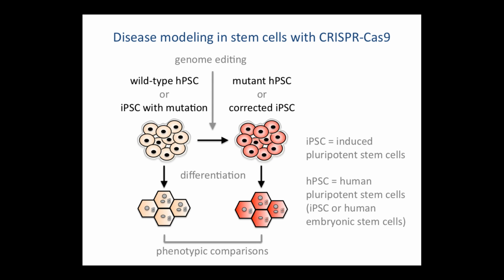Another common application entails the use of human pluripotent stem cells, whether human embryonic stem cells or induced pluripotent stem cells, to perform disease modeling. One either starts with a wild-type stem cell line or with an induced pluripotent stem cell line bearing a patient-specific mutation. CRISPR-Cas9 is used to either introduce a disease-associated mutation or to correct the patient-specific mutation. In either case, the result is the generation of isogenic stem cell lines that have the same genetic background, epigenetic background, and so forth. These matched stem cell lines are then differentiated into the cell type of interest, whether it's cardiac myocytes, endothelial cells, neurons, hepatocytes, and so forth. In principle, any phenotypic difference observed between the differentiated cell lines can be attributed to the disease mutation.